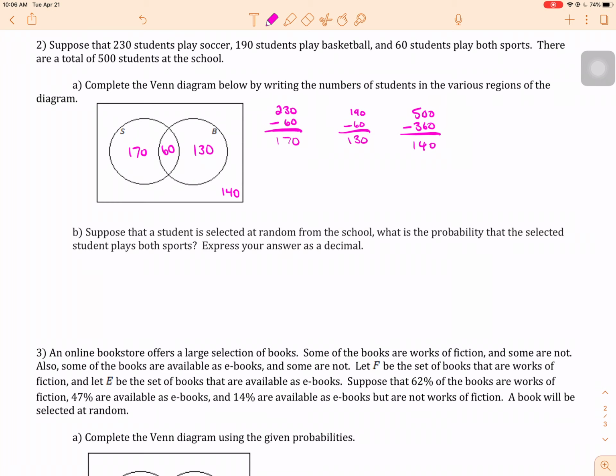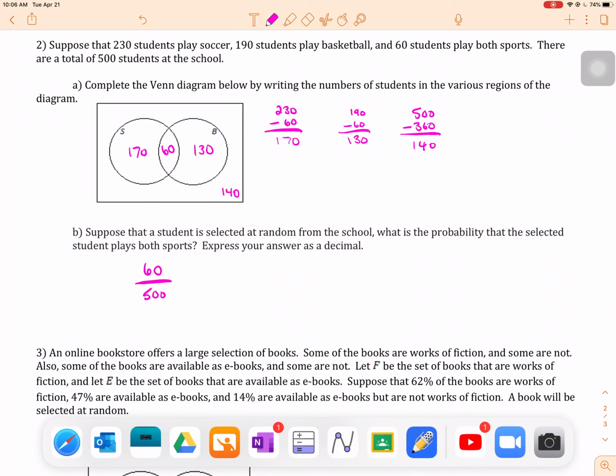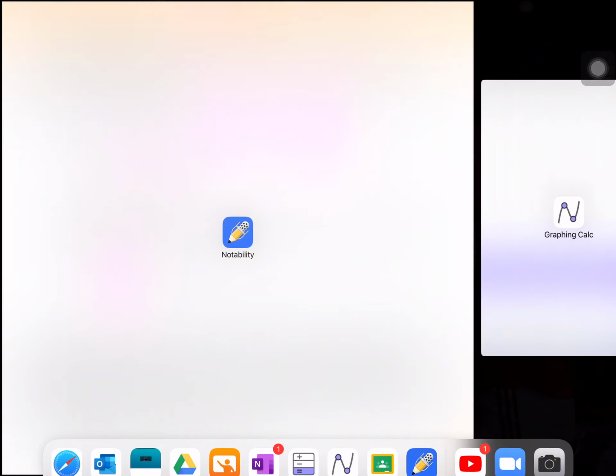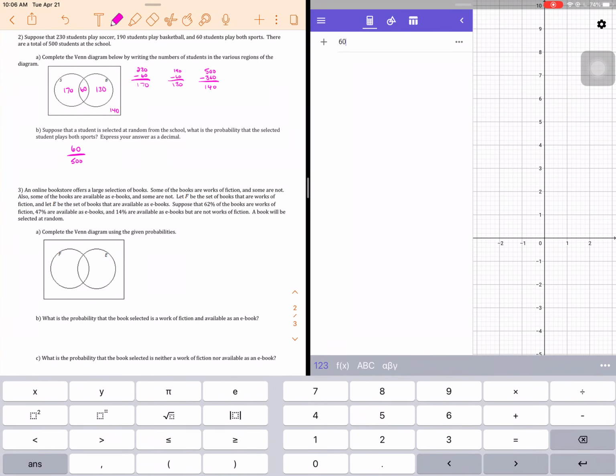Now, part B is going to ask us to find a probability. It says, suppose that a student is selected at random. What is the probability that the selected student plays both sports? Well, how many students play both sports? 60. Out of how many students? 500. And represent that as a decimal. 60 divided by 500 is 0.12.